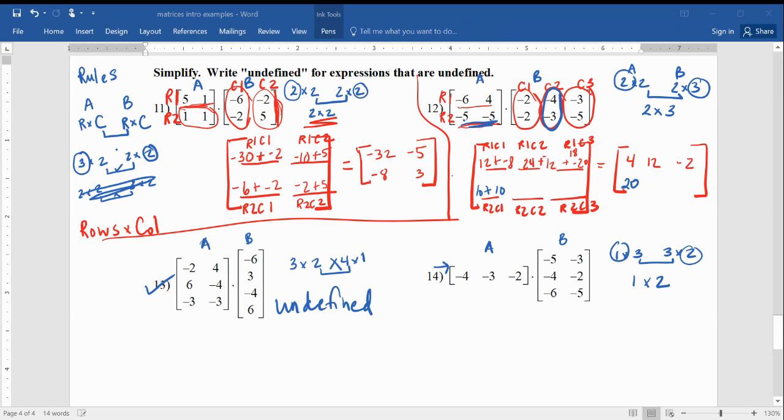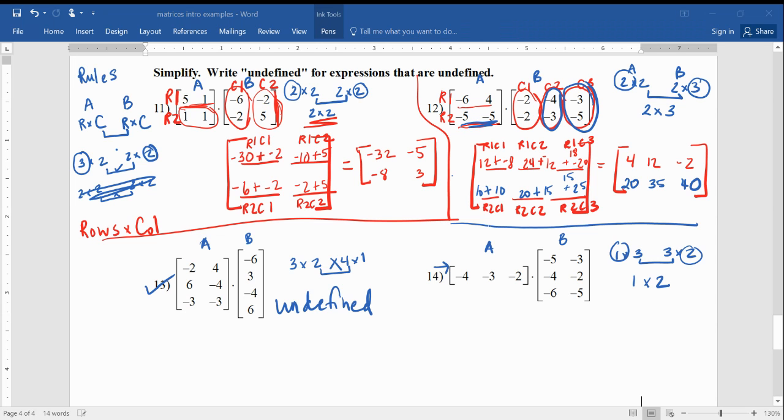Negative 5 times negative 4 is 20, plus negative 5 times negative 3 is 15. So that will be a 35. Last one, row 2, column 3. So negative 5 times negative 3 is 15, plus negative 5 times negative 5 is 25. So you add those together, you get 40. So there's your answer matrix for that.